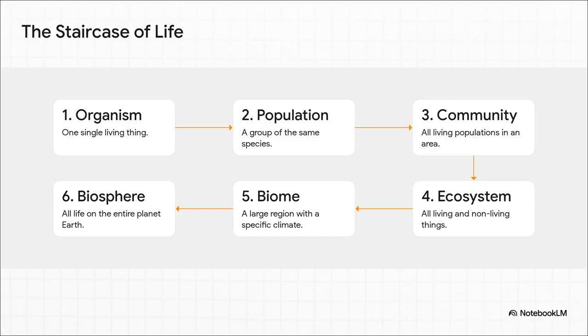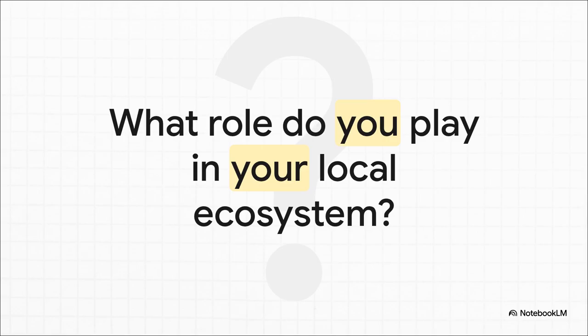We start with a single organism. A group of them makes a population. All those different populations interacting form a community. You add in the non-living environment and you've got an ecosystem. A massive region with its own climate is a biome. And all of it, the whole shebang, is our biosphere. When you lay it all out like this, you really start to see the incredible connections in nature, from the tiniest things to the whole globe.